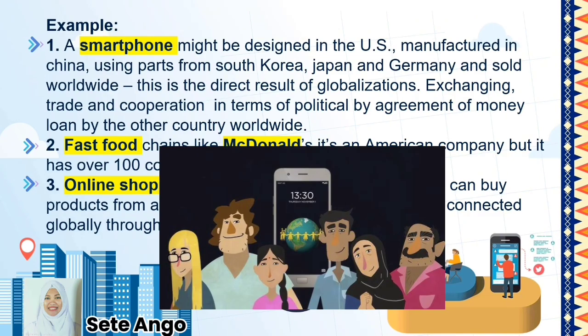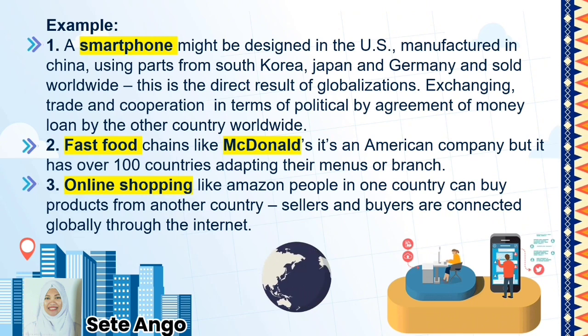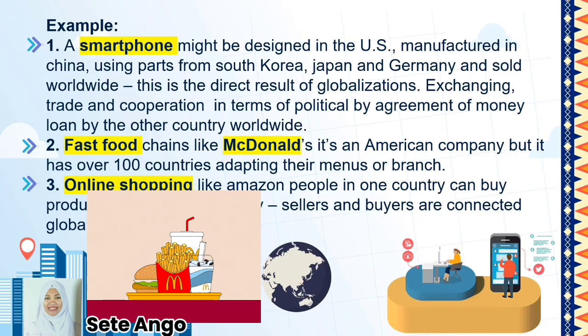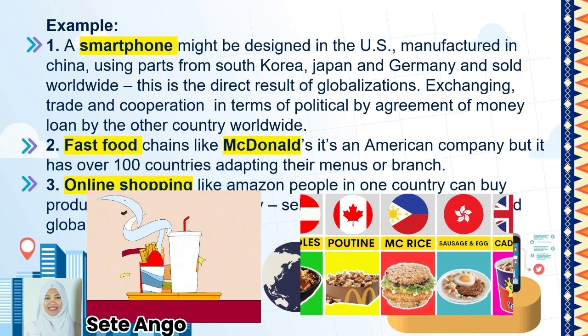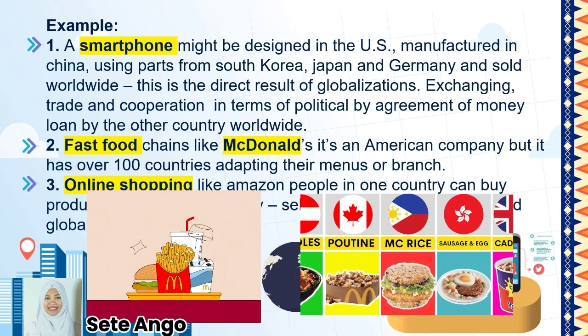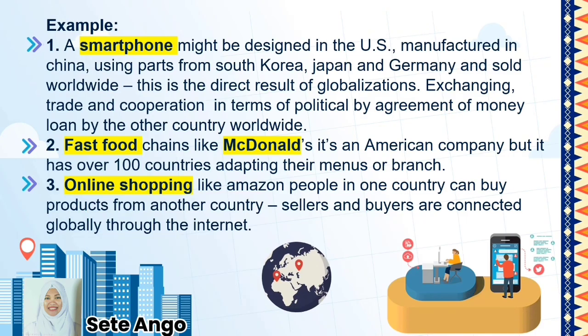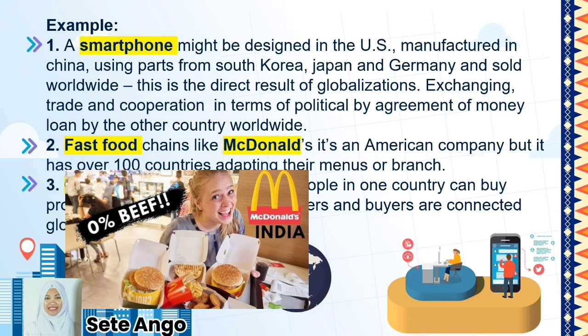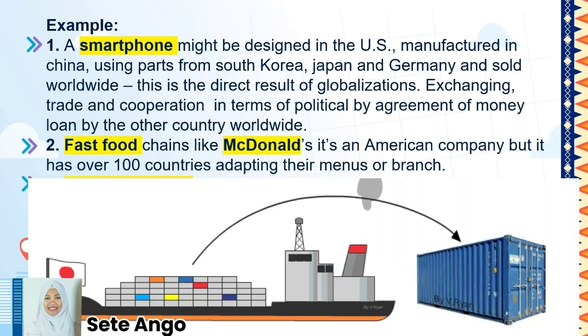Number 2 example, fast food chains like McDonald's. McDonald's is an American company, but it has branches in over 100 countries, adopting their menus. McDonald's is an American brand, but it changes its menu depending on the country. For example, in India, they serve vegetarian burgers. This shows how globalization spreads businesses while respecting local cultures.